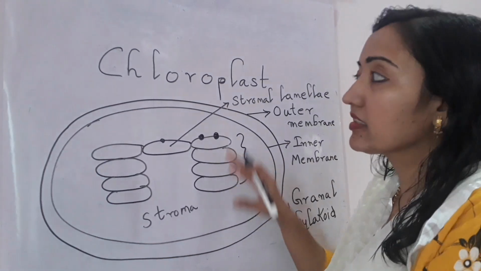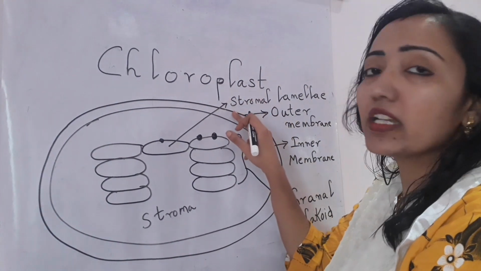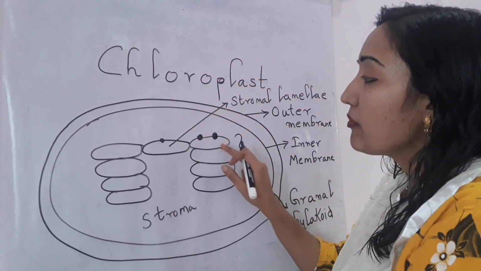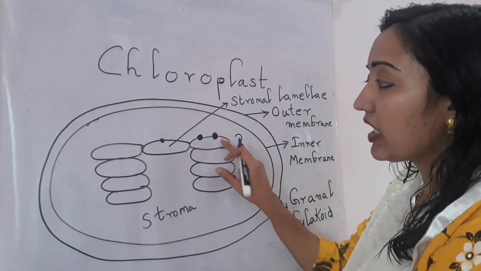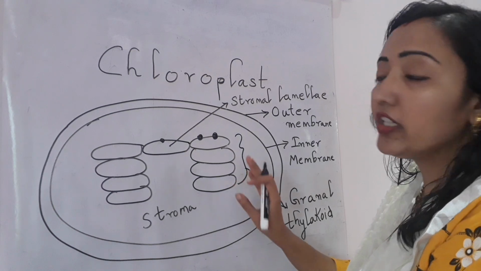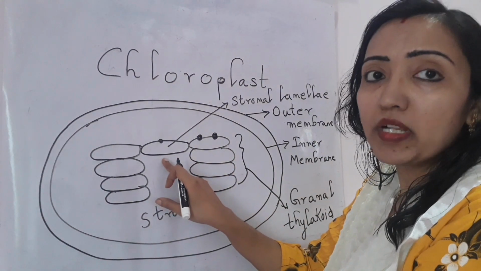Once again, let us discuss. This chloroplast is a double layered membrane. The outer layer is called the outer membrane, then the inner membrane. Inside this, there are many thylakoids. Thylakoids are present as stacks one above the other, and this complete structure is known as granum thylakoid. Two granum thylakoids are connected together by stromal lamellae.